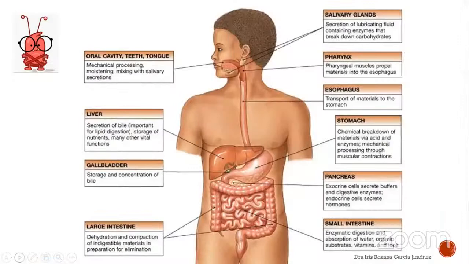We have, again, the same structure. We have the general idea: oral cavity, teeth, and tongue, and now the function of all of these structures as a group, how they work together, the objective of being together. For example, with the liver, with the gallbladder, and everything that is important in the system.